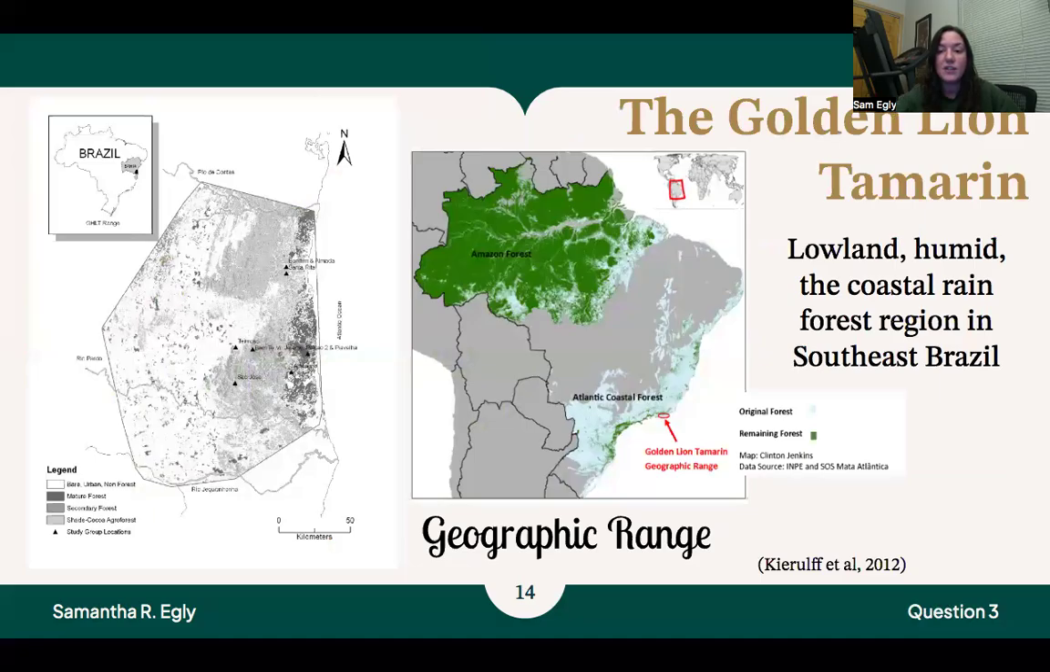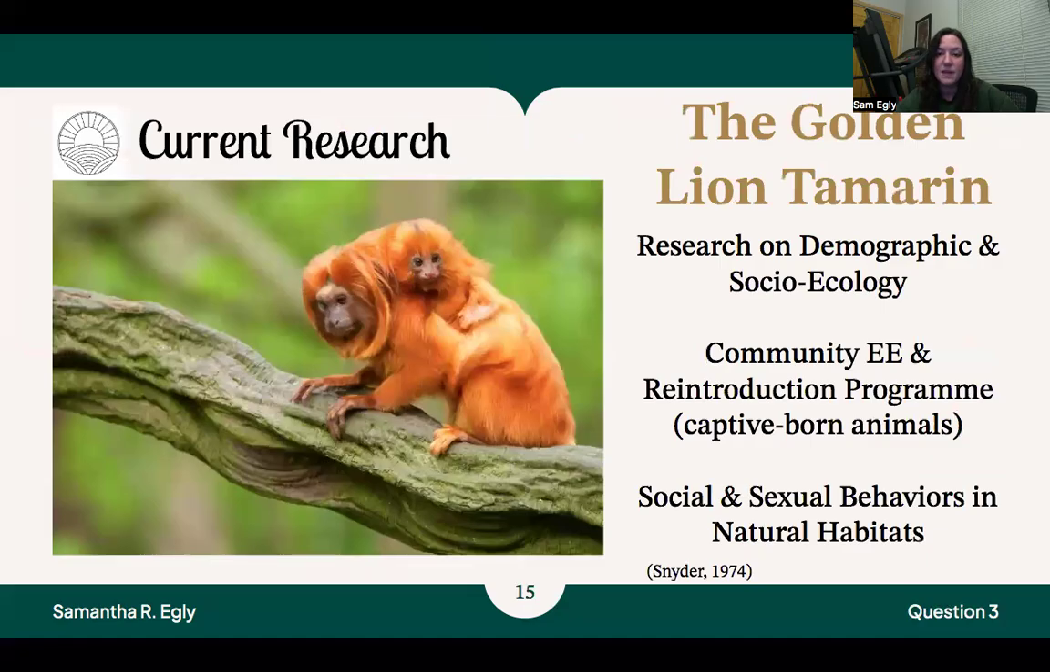So, geographic range. They live in the lowland, humid coastal rainforest region of southeast Brazil. They live in vines, bromeliads, and other epiphytes, and they occupy the closed canopy, often 29 to 100 feet off the ground. So current research in the 80s focused on the demography and socioecology along with the community environmental education and reintroduction program of captive-born animals.